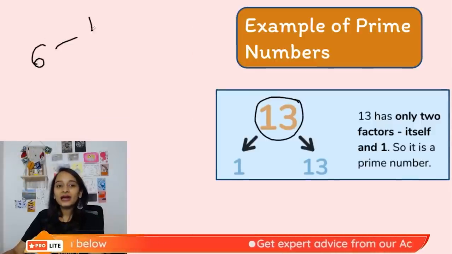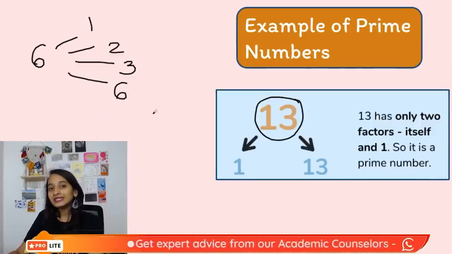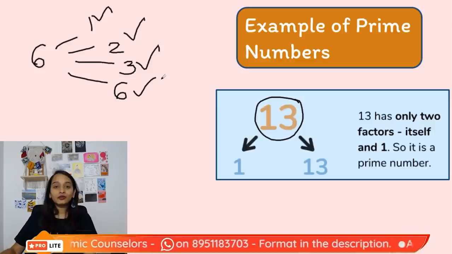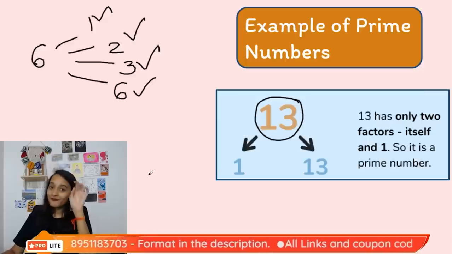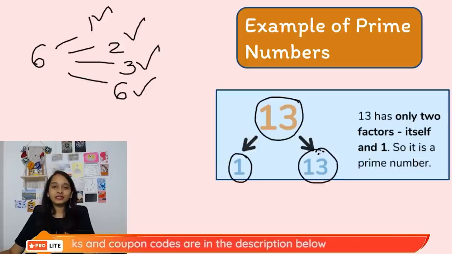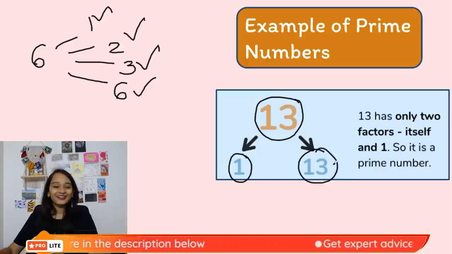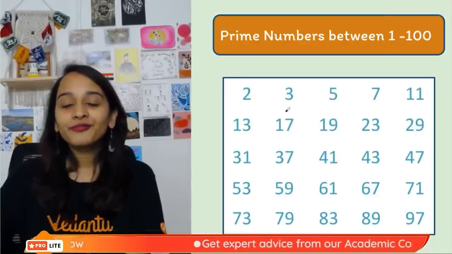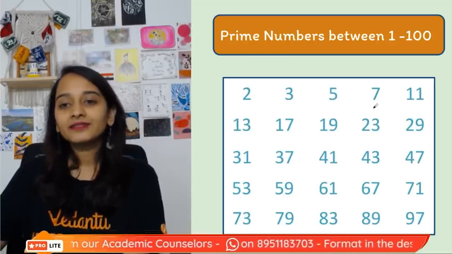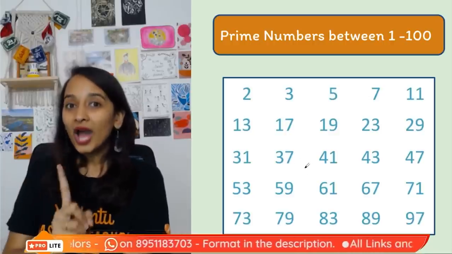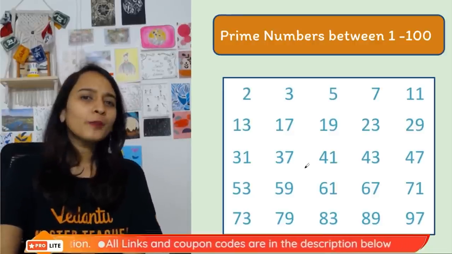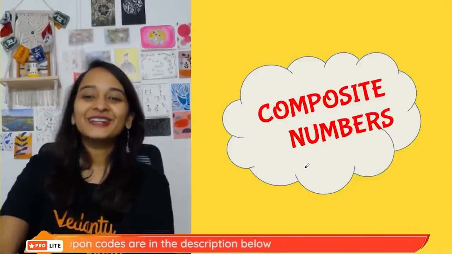Now, we have already taken example of 6. Can I call 6 a prime number? No. Why? Because it has 1, 2, 3, 4. It has 4 factors. When do we call a number a prime number? When it has exactly 2 factors, 1 and the number itself. Then what is this 6 called? We're going to learn about that. Don't worry. So these are the lists of the prime numbers between the number 1 to 100. Okay? So we have 2, 3, 5, 7, 11 and so on. And remember, 1 is neither prime nor composite. Are you understanding? Now you're like, ma'am, ye composite numbers kya hai? Hai na? So we're going to learn about those composite numbers.